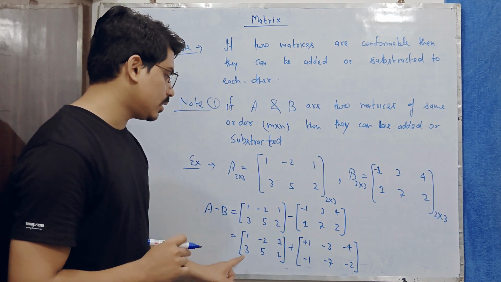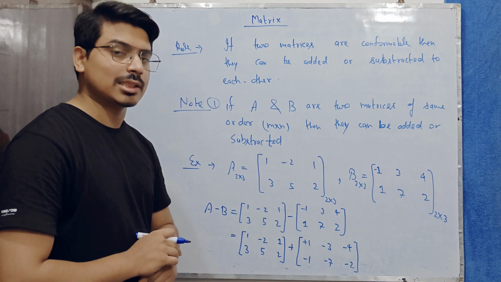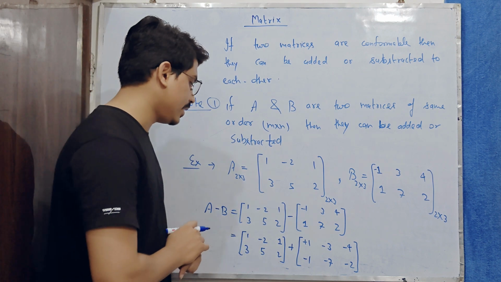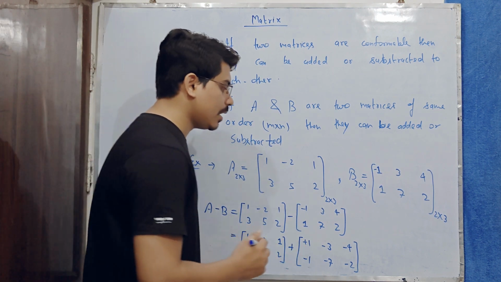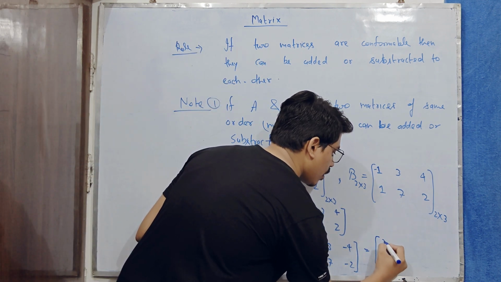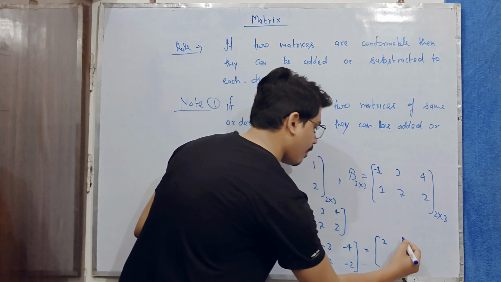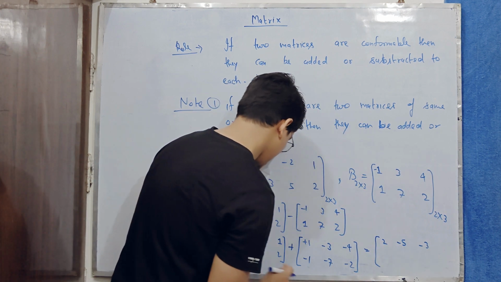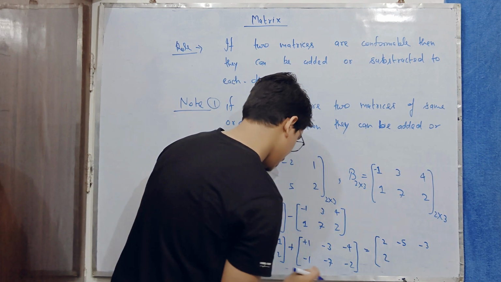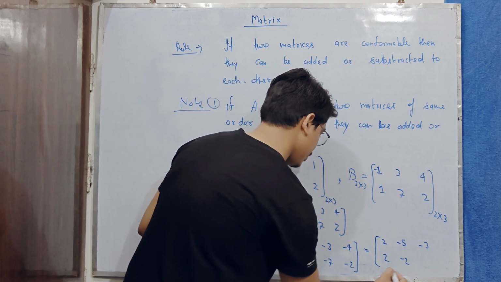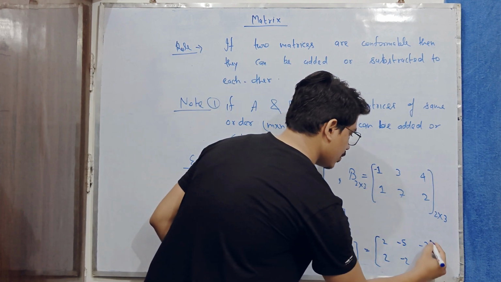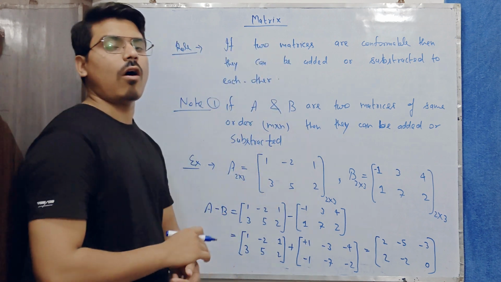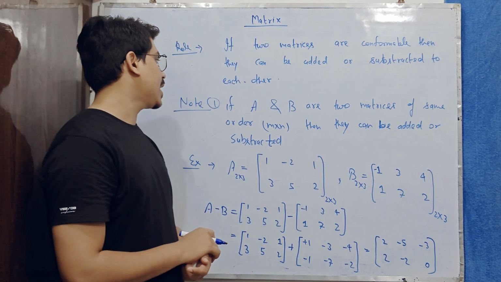When you add these numbers, you get the subtraction of the two matrices. This is 1 and 1 becomes 2, and this becomes -5, and this becomes -3. This is 2, and this is -2, and this is 0. This is your result of subtraction of two matrices.